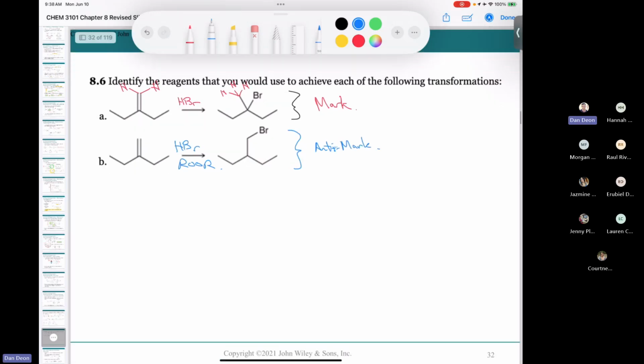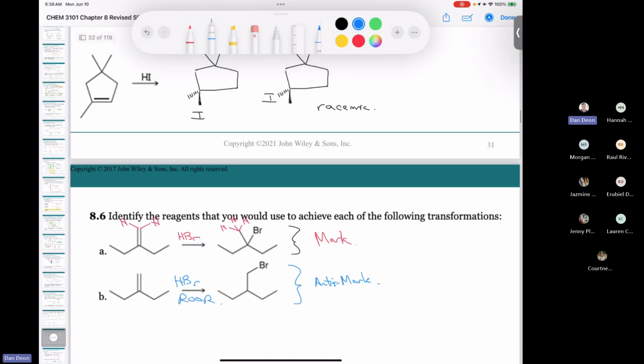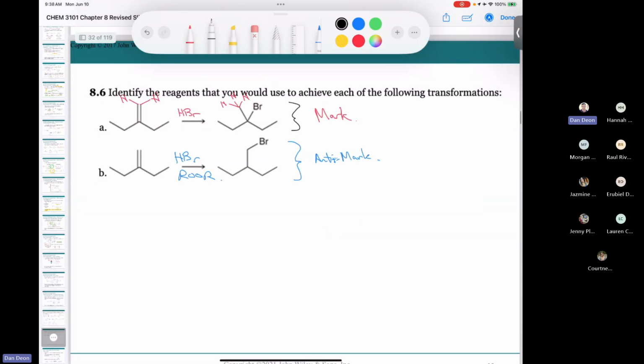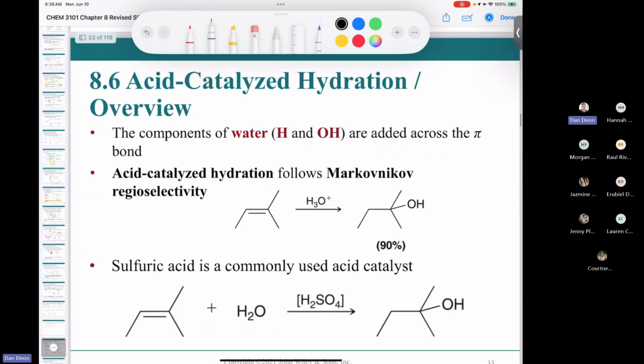All right, so that covers hydrohalogenation. This one here, I just noticed it's the wrong number. In the textbook, this is actually 8.8. It's not 8.5. This is question 8.8. So now we've solved question 8.8, then we backed up and did question 8.6. And that brings us to the section on acid catalyzed hydration.